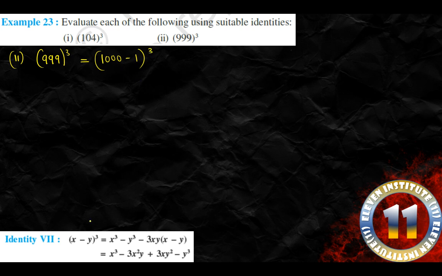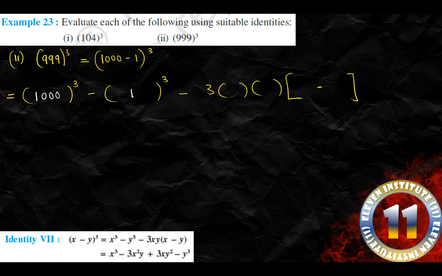Now we can clearly see this resembles x minus y the whole cube. So I can create some brackets over here, that is x cube minus y cube minus 3 into x into y whole multiplied by x minus y. Now simply, instead of x and y, we can write 1000 here, and here we can write 1. Again we can write 1000 and 1, again 1000 and 1.